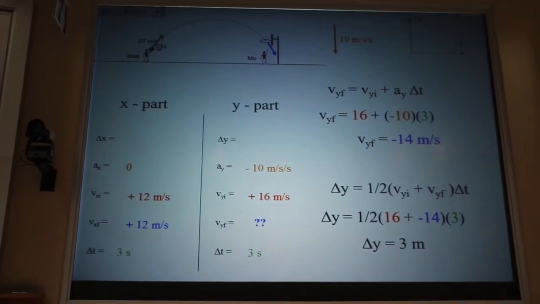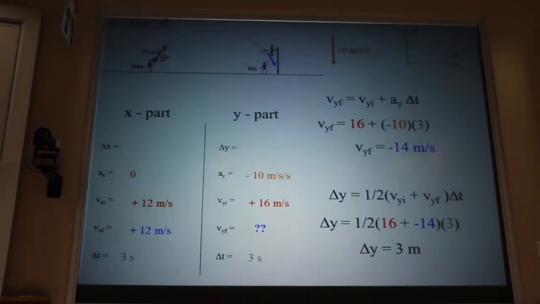Are there questions? Let's get it figured out.